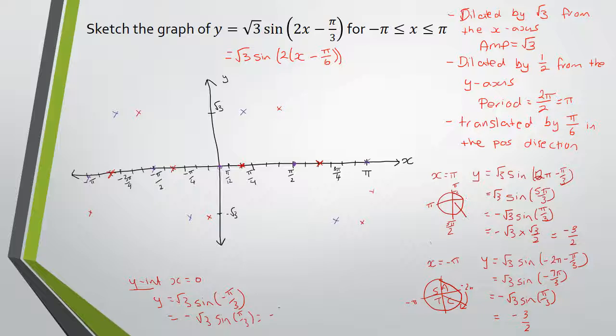Same idea as what I've done every time. I'm substituting in negative pi on 3. So that means that I'm going to be once again in the fourth quadrant like I was before. Once again I'm getting the negative version of what was happening in the first quadrant, and once again I get the answer of negative 3 on 2. So we start to sketch this.